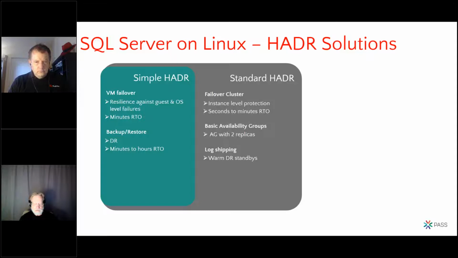But it has all the same characteristics of the availability groups. Log shipping is another technology. It's more of a warm DR standby.